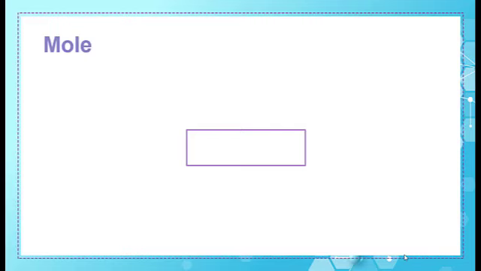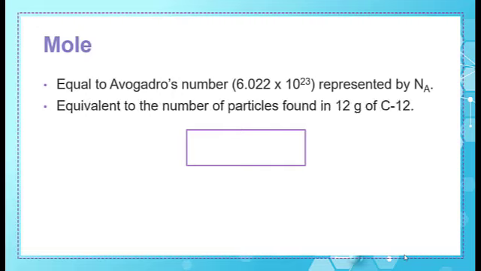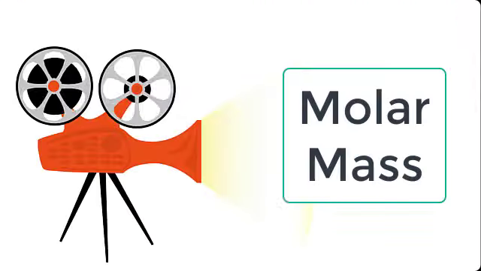The number of moles, as shown in the video, is equal to Avogadro's number, which is represented by Na and stands for 6.022 times 10 power 23. Surely this number is not for study. It is equivalent to the number of particles found in 12 grams of carbon-12. So 1 mole is equal to 1 Na.